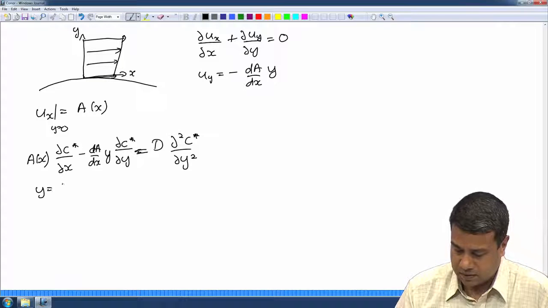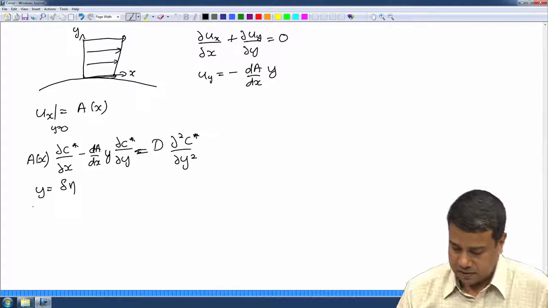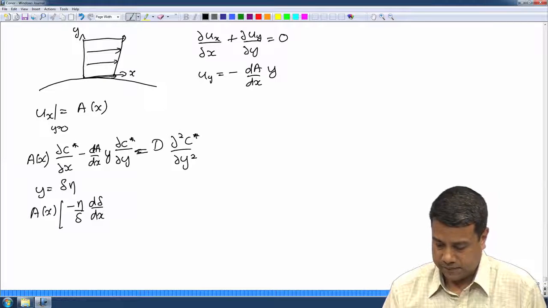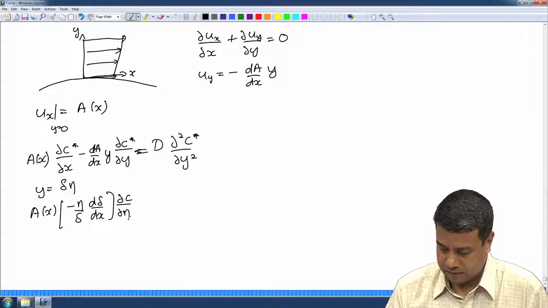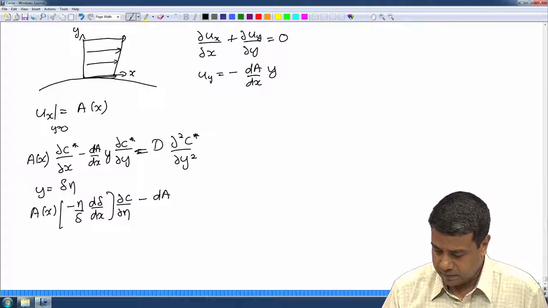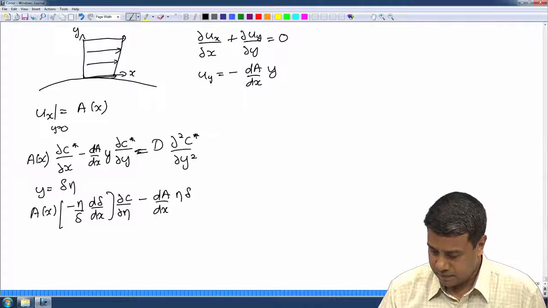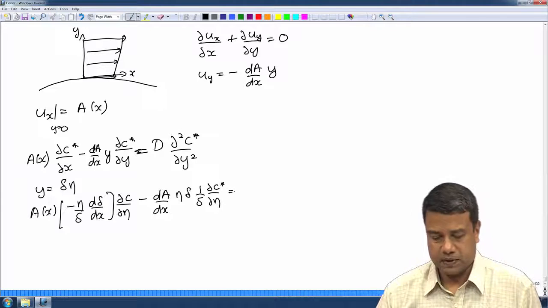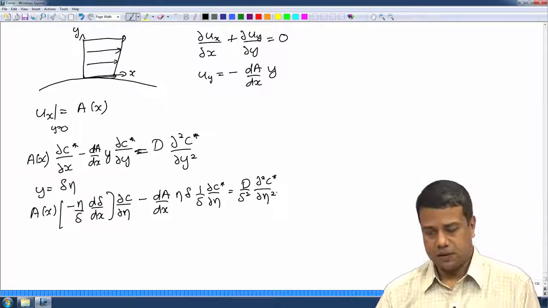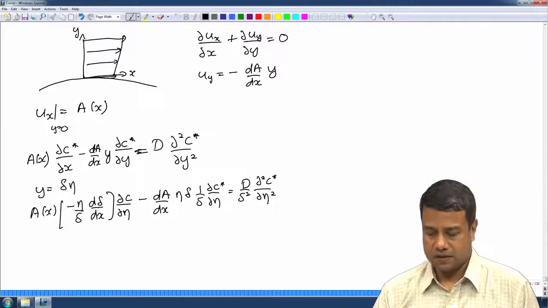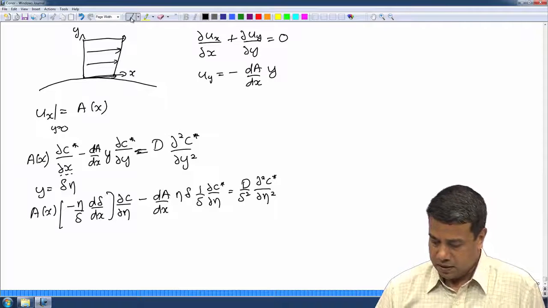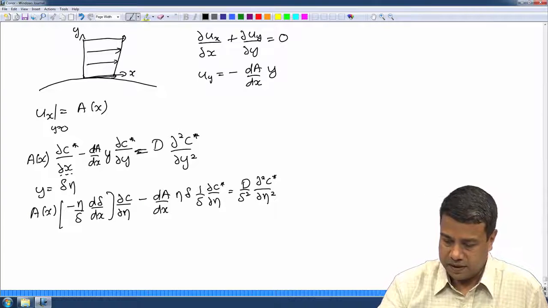Then I substitute y is equal to delta times eta. The first term becomes a of x into minus eta by delta, into partial c by partial eta. The second term minus a, expressing everything in terms of delta times eta, where delta is a function of x. And when we take the derivative with respect to x, we have to do differentiation by chain rule. This is something that I have done repeatedly. Divide by delta, multiply by delta square, divide by d, to get a dimensionless equation.